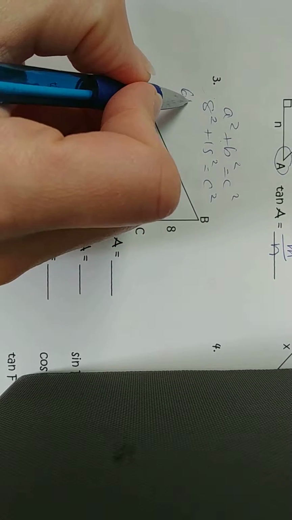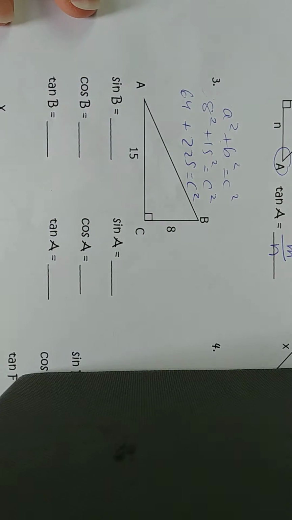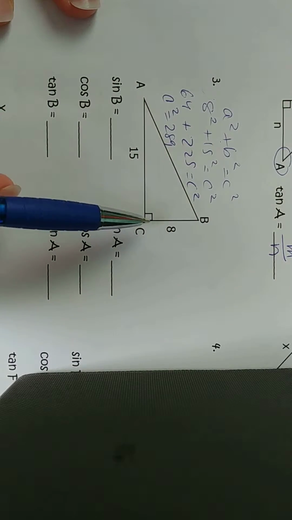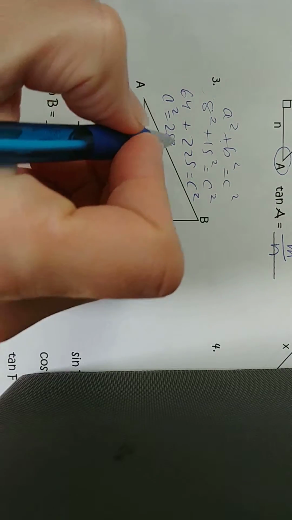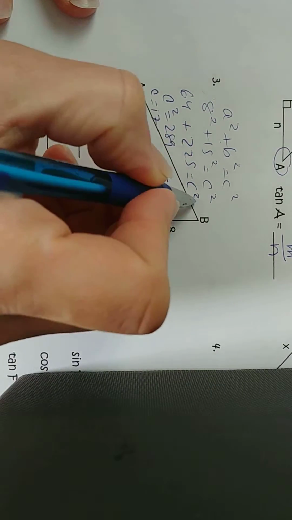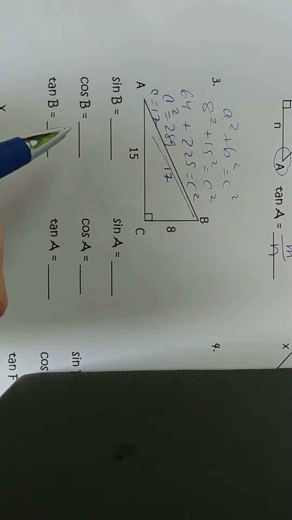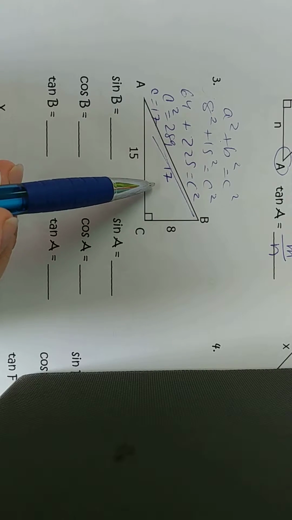Square the 8, I get 64. Square the 15, I want to say that's 225. So if I add the 64 and the 225, I get 289, and so c squared is 289. You might not know this, but that's actually a perfect square. If I take the square root of 289, I get 17. So c is 17, so the length of AB here is 17, the hypotenuse is 17. So 8, 15, 17 is a Pythagorean triple. It's a case where we have three integer side lengths in a certain right triangle.